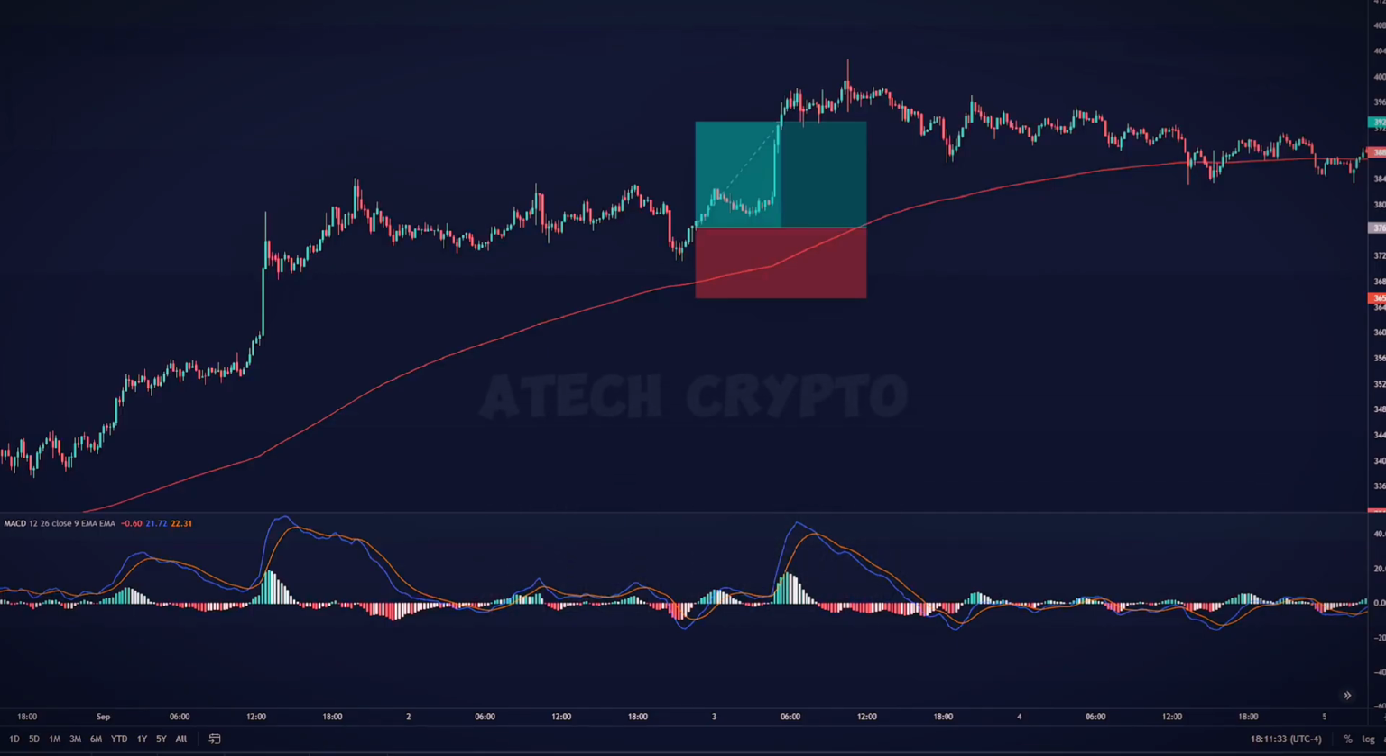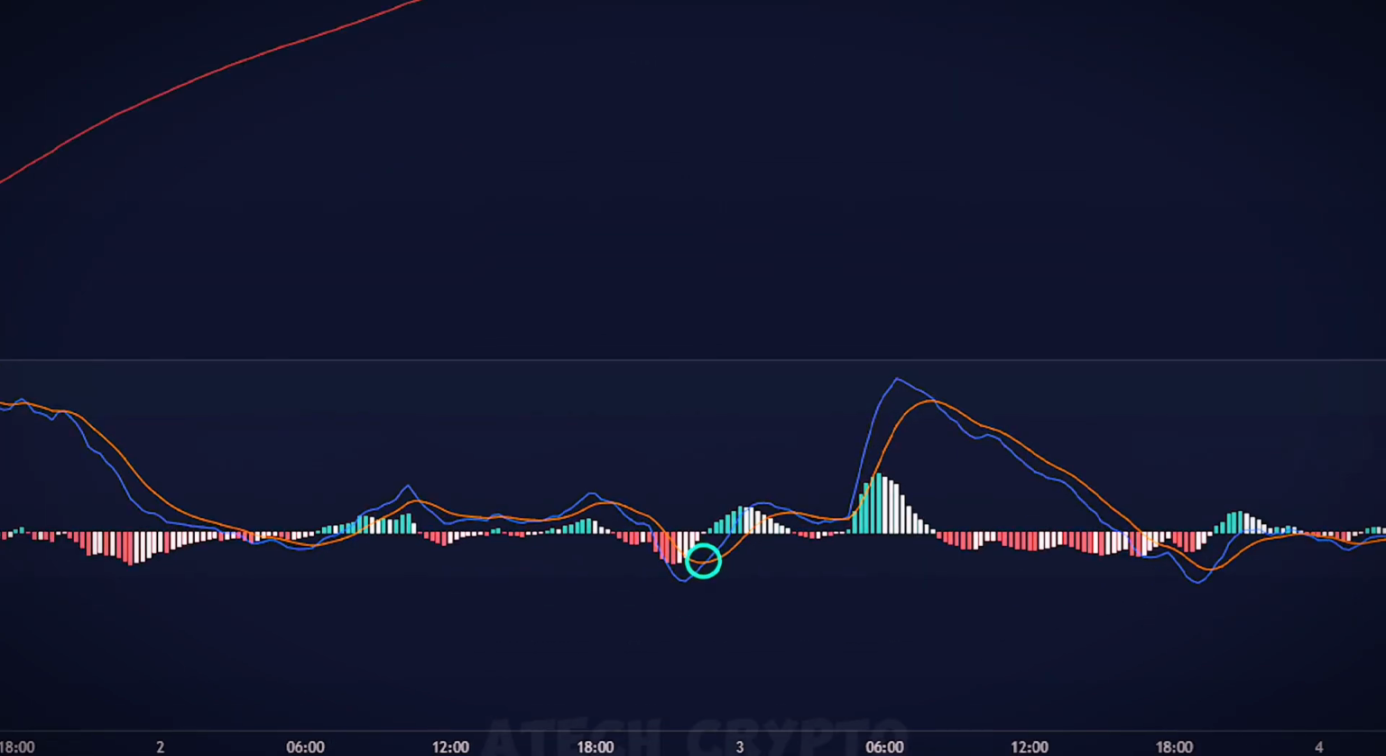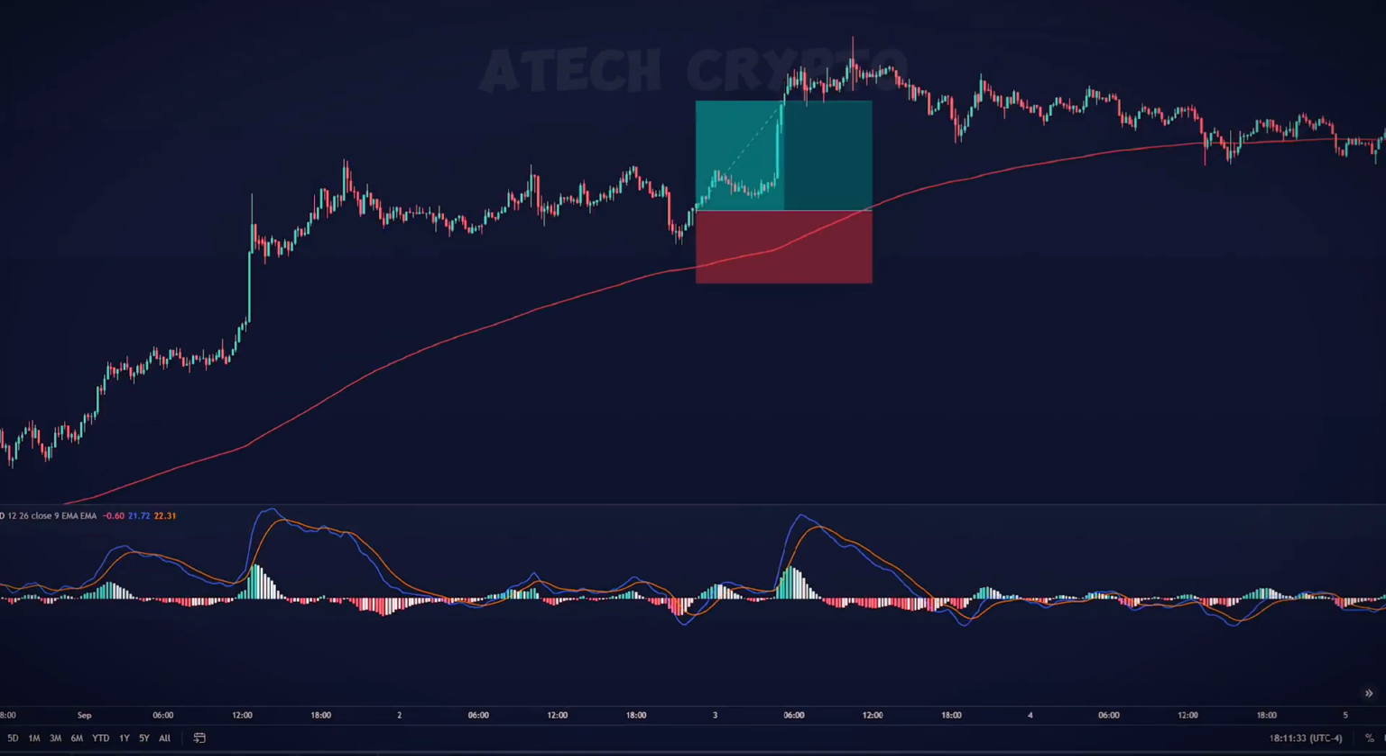So as an example, we would want to enter a long trade right here because the MACD lines are crossing upwards below the zero line and the current price is above the 200-day moving average.